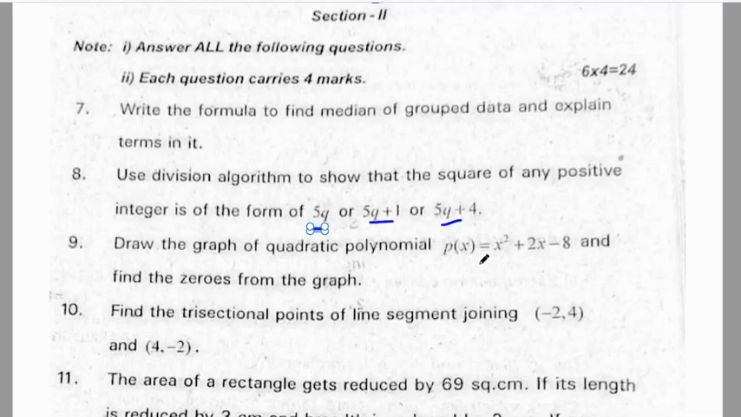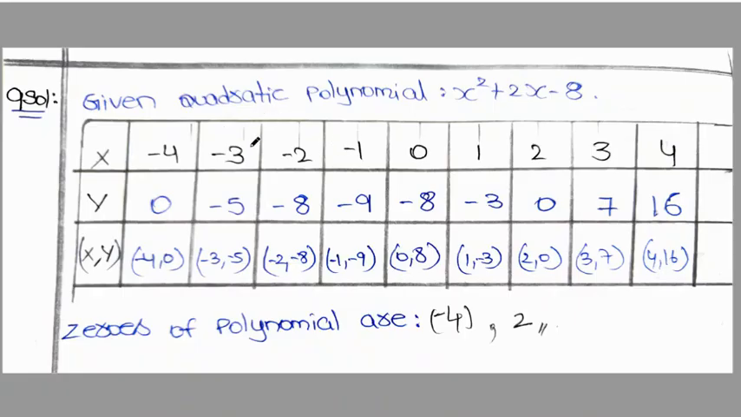Draw the graph of the quadratic polynomial p of x is equal to x square plus 2x minus 8 and find the zeros from the graph. So first, to draw the parabola x square plus 2x minus 8, we need to take the points like this, students. Replace the x value as minus 4, we get y as 0; minus 3, minus 5; minus 2, minus 8; minus 1, minus 9; 0, minus 8; 1, minus 5; 2, 0; 3, 7; 4, 16.